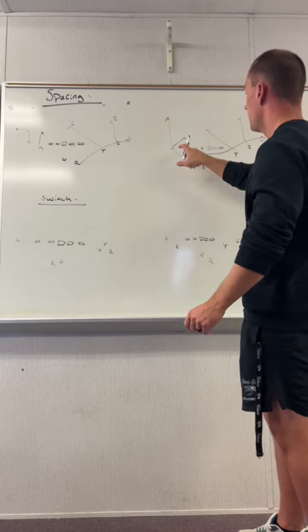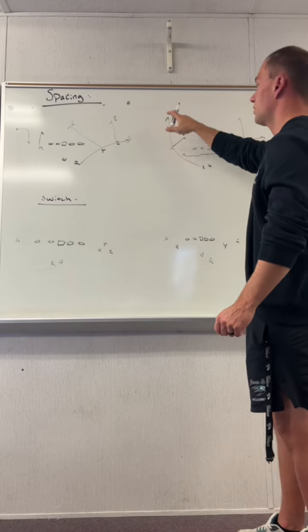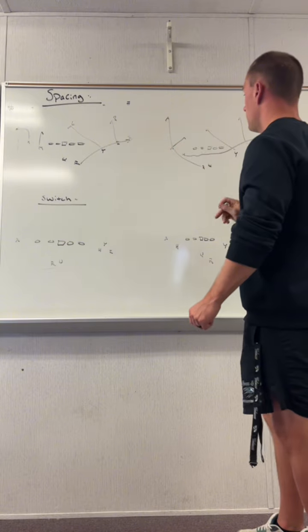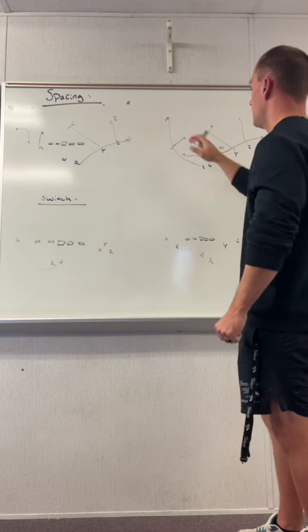If we have man and we feel like we can win this matchup, then we'll take the rail, or we'll take the snag route if the corner decides that they're playing that side and it's not man.